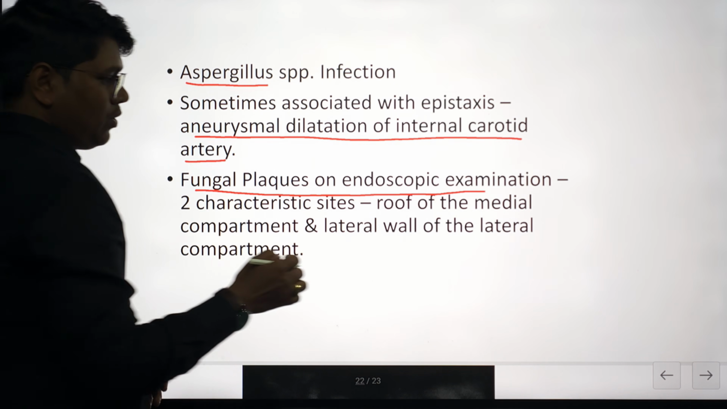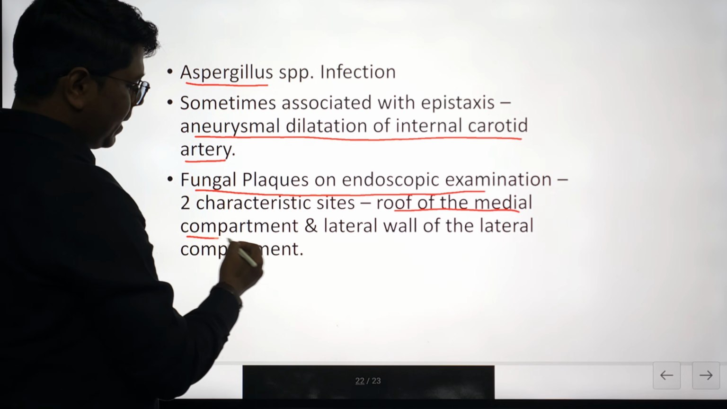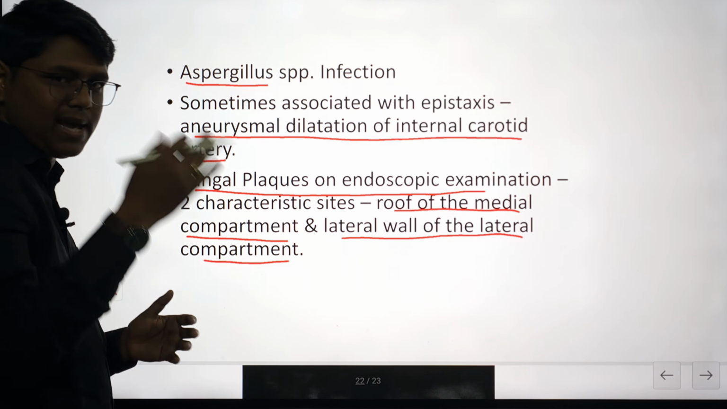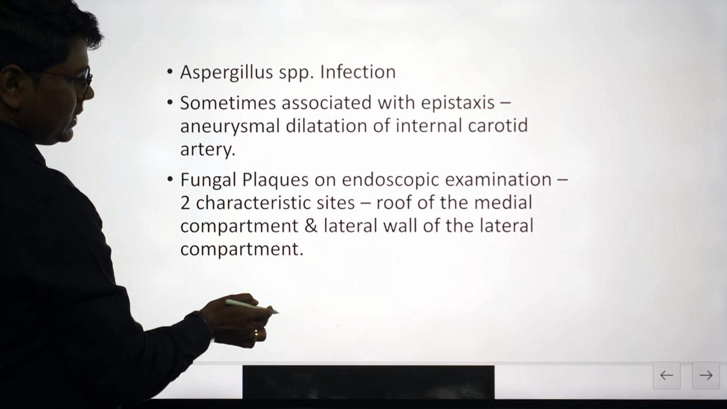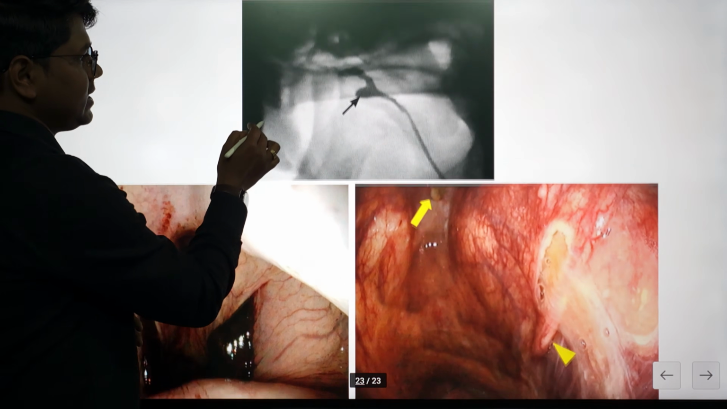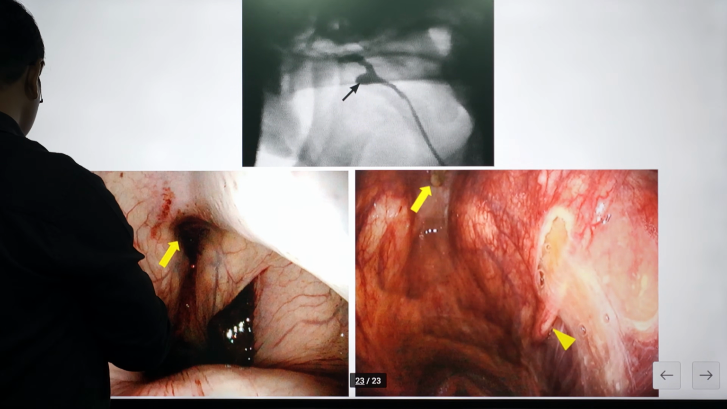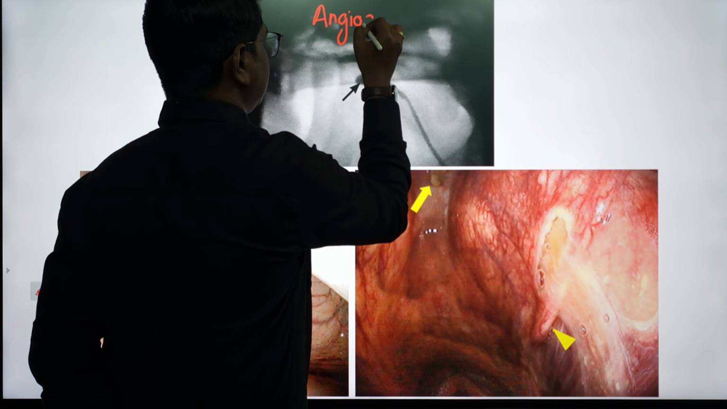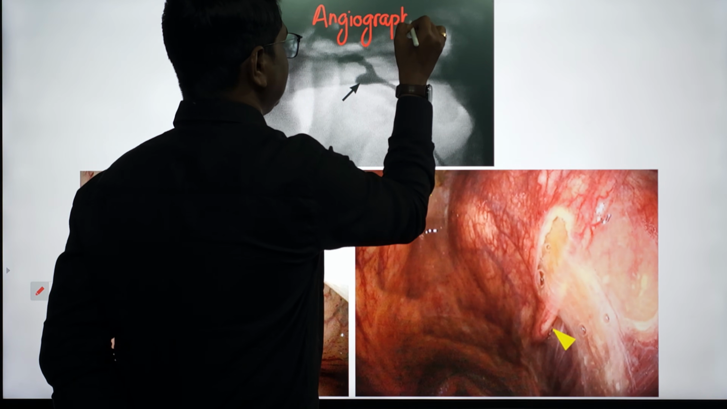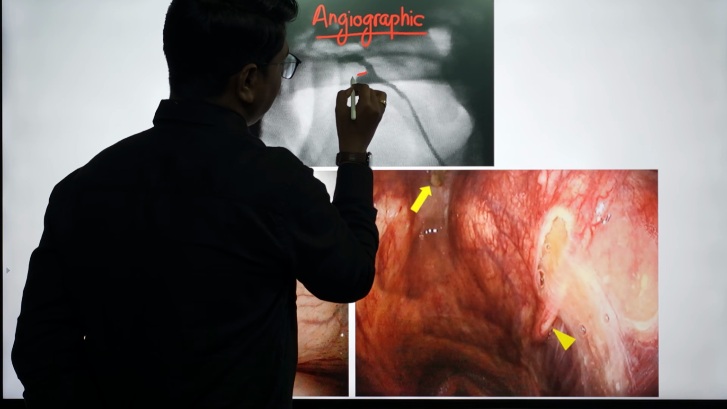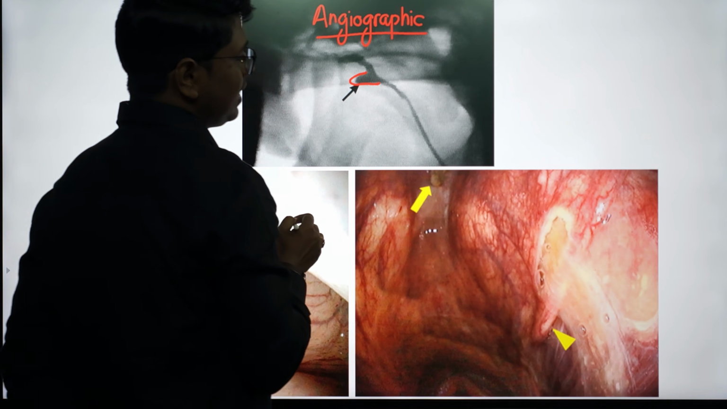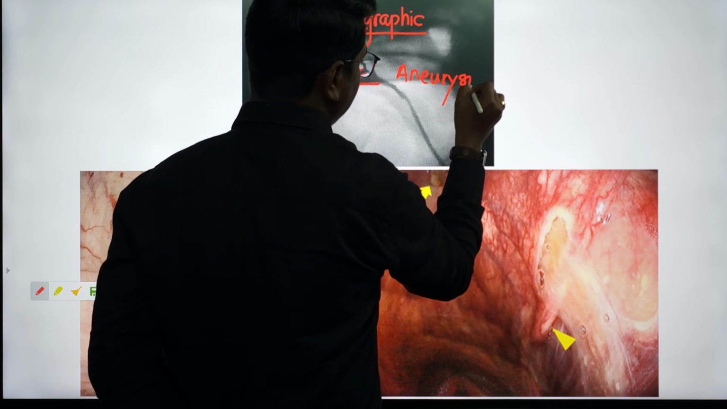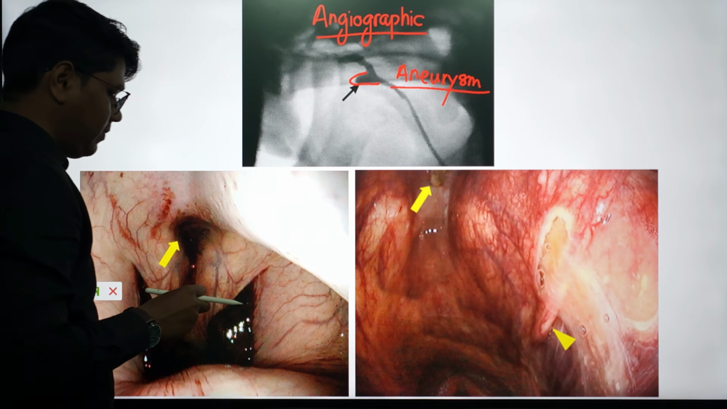Two characteristic sites I told you. One is the roof of the medial compartment, already discussed. Another one is the lateral wall of the lateral compartment where the maxillary vessels are there. Okay, lateral wall of the lateral compartment. See, this image is a very good image. This is an angiographic image. You can see the bulge in the internal carotid artery. This particular bulge in the internal carotid artery is an aneurysm. This is an aneurysm of the internal carotid artery complicated by the fungal infection.